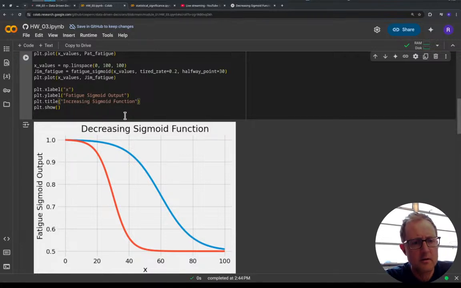Increasing fatigue function for Pat and Jim.